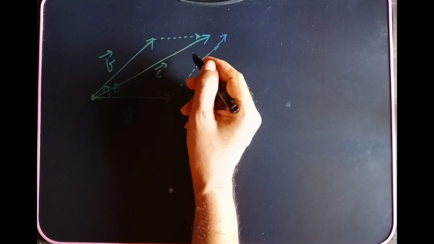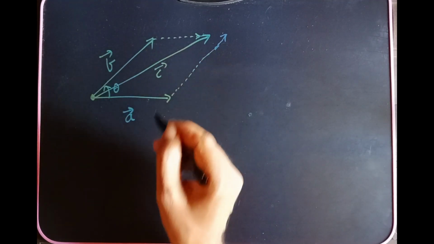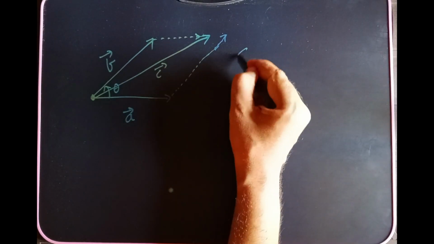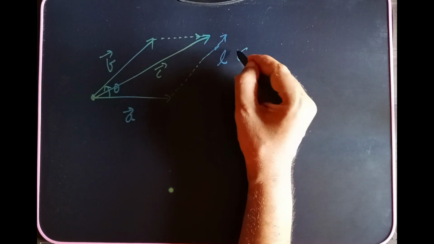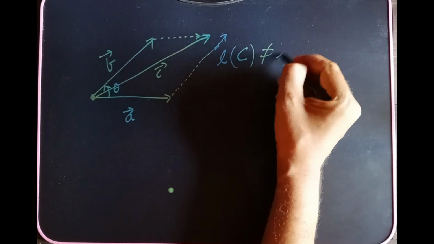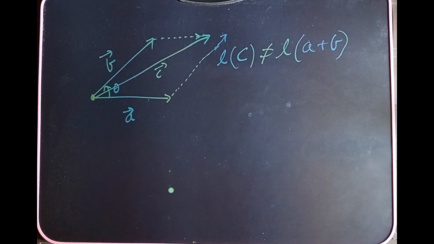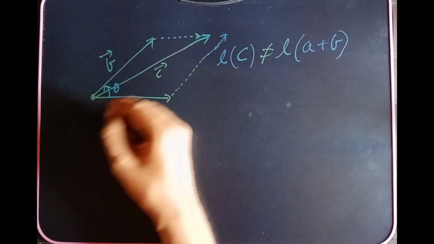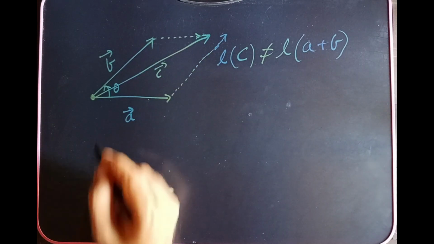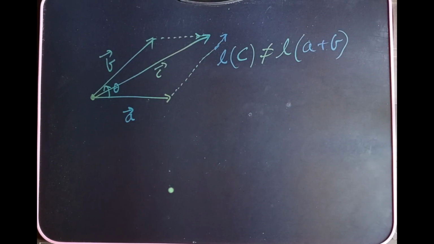The length of C is not equal to the sum of the lengths of A and B. Okay, this is not the case. This is not an algebraic addition. The resultant magnitude depends upon the angle between the vectors as well, right?